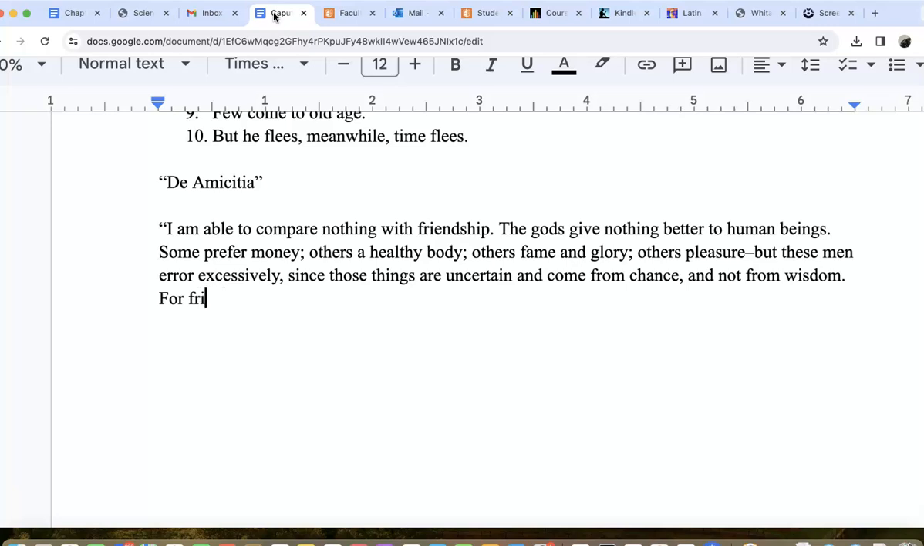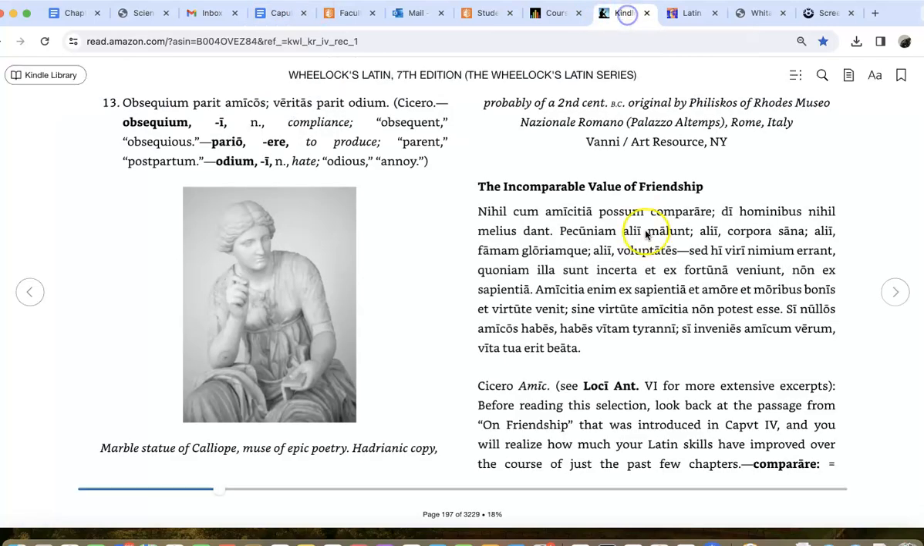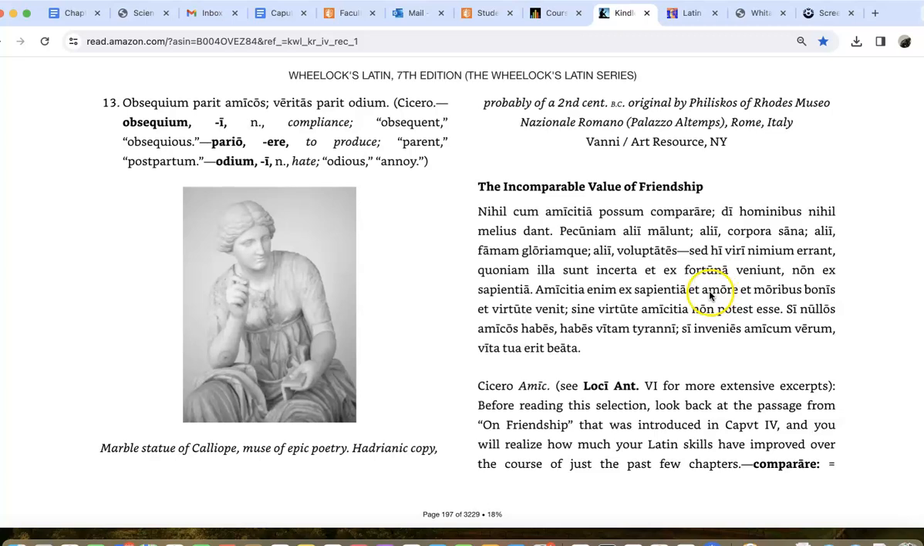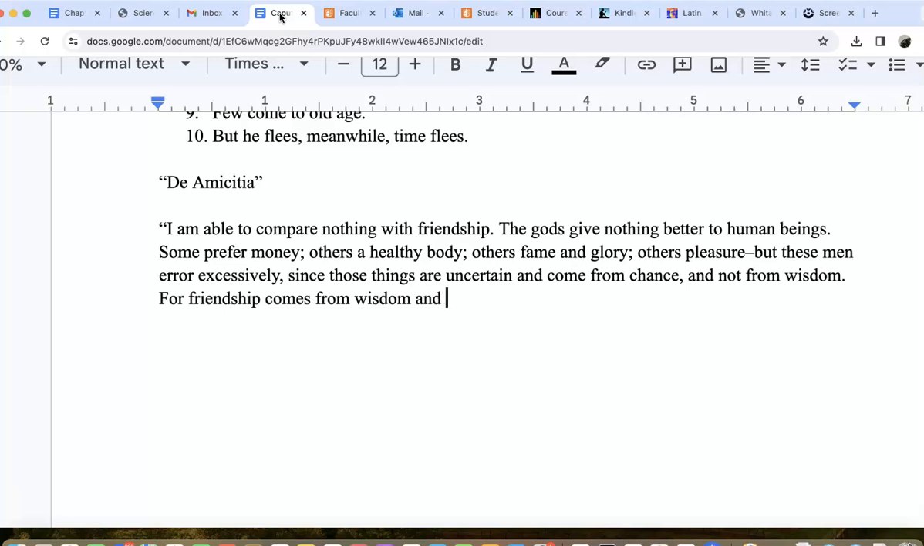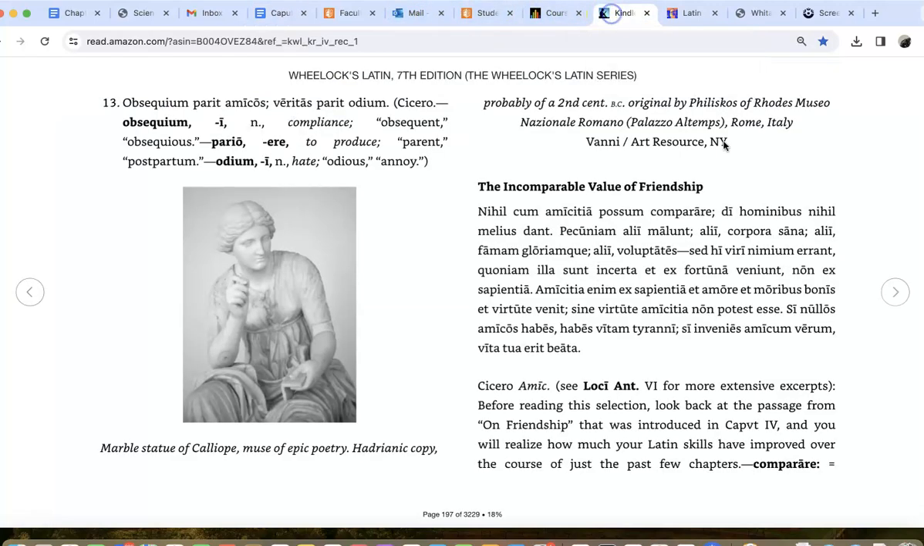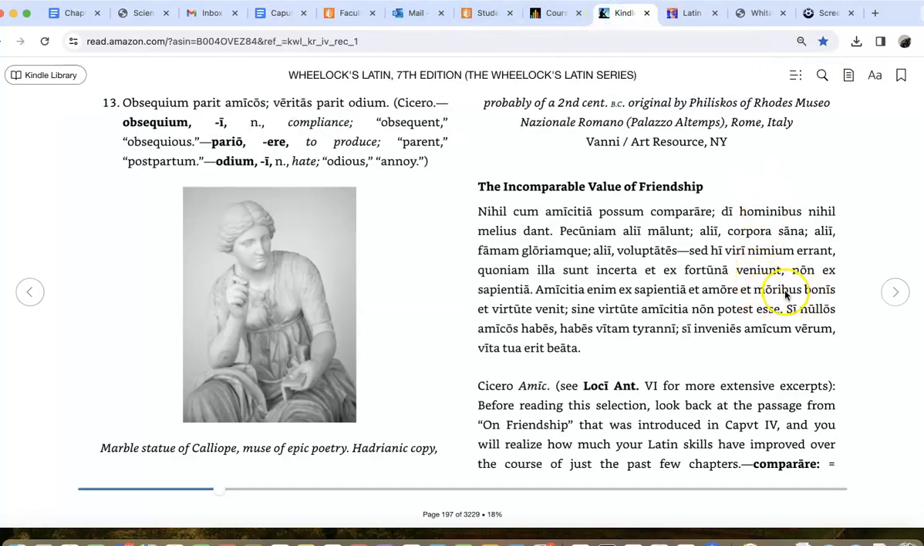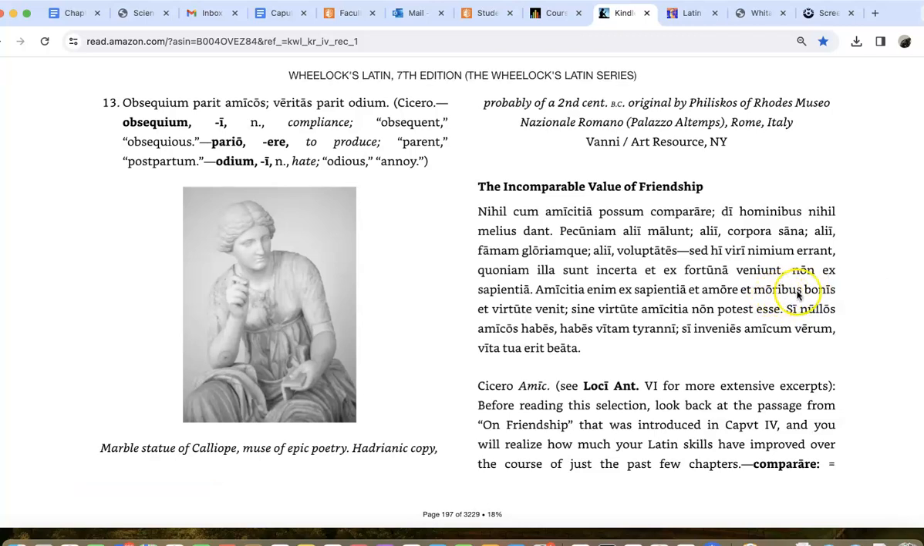For friendship comes from wisdom. For friendship comes from wisdom and from love. And so let me put that right here, then I'll explain it here. And from love, amore. And from love. And then it says moribus bonis. That means literally from the customs of good people. But in this case, it could mean from men of good character and virtue.